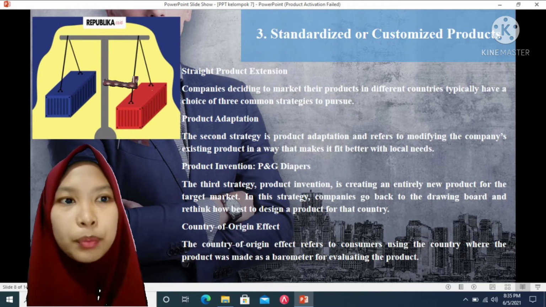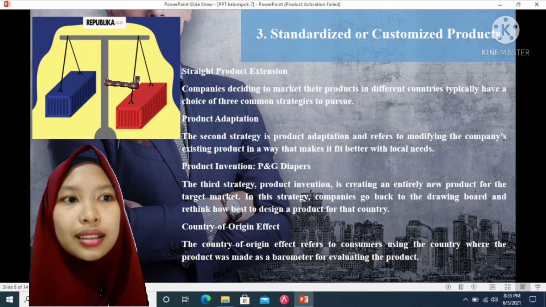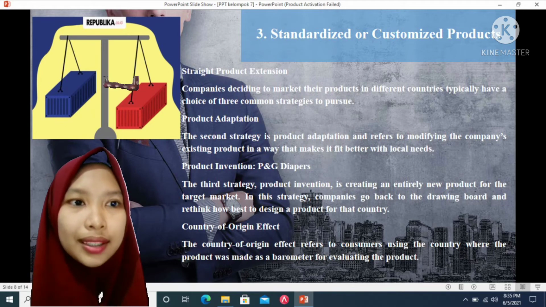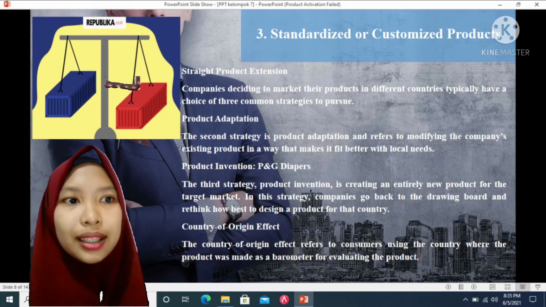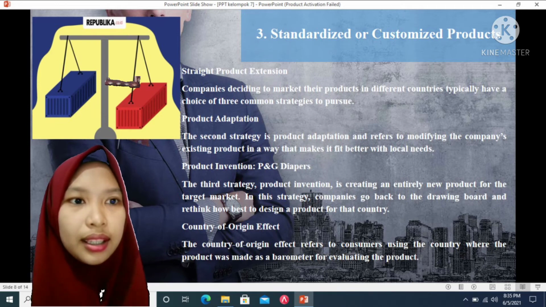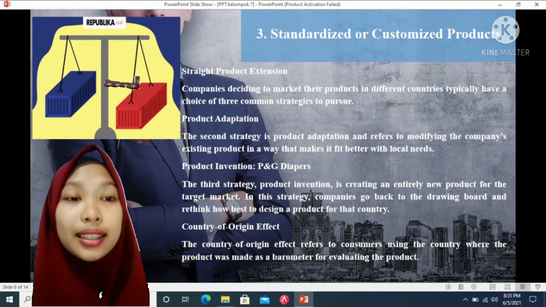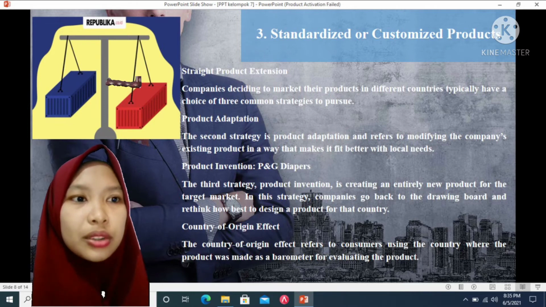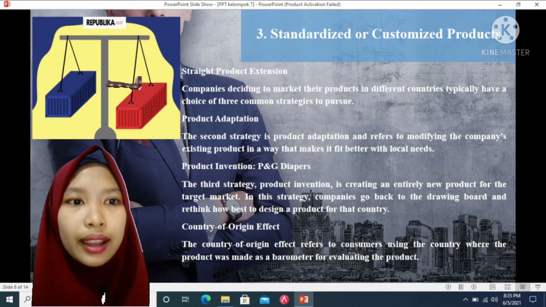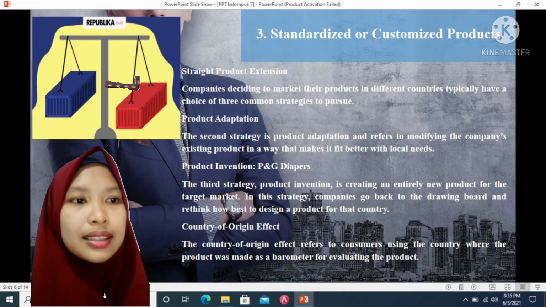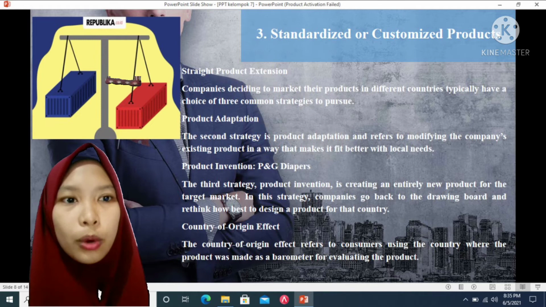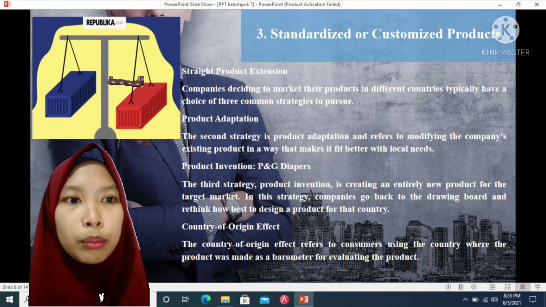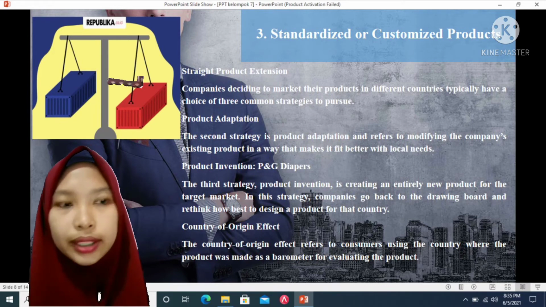The second strategy is product adaptation, which involves modifying the company's existing product in a way that makes it fit better with local needs. For example, when Procter and Gamble, or P&G, introduced Tide laundry detergent in an emerging market like India, it changed the formulation to remove softener. The reformulated Tide cost less than the original Tide. This change was important because price was an important factor in India where income levels were lower. Indian consumers were more able to afford the reformulated Tide.